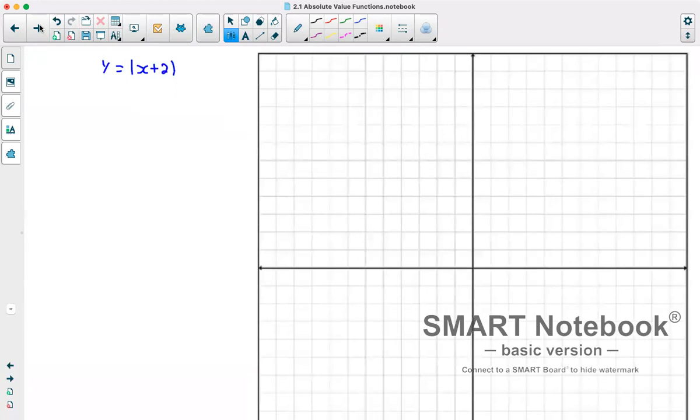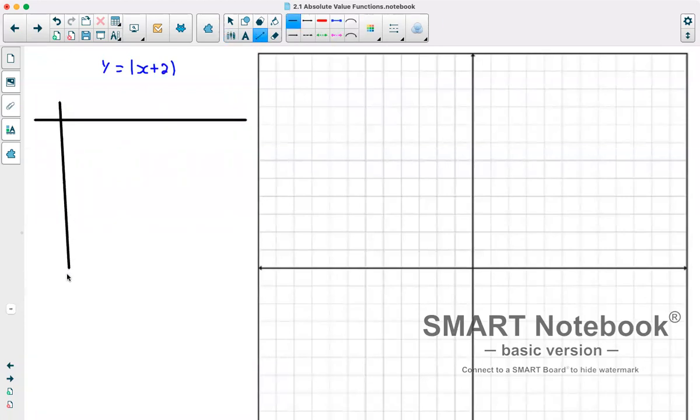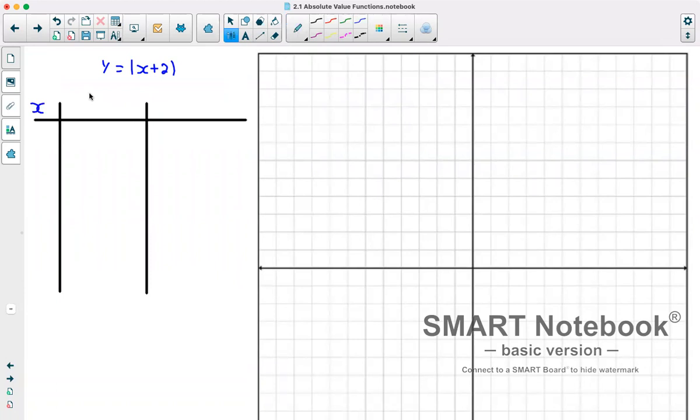Okay, so we'll do an example. So y is equal to absolute value of x plus 2. So I'll create that 3-column table of values. I've got x. I have y is equal to x plus 2, and then the last one, I will do the absolute value of x plus 2. So I'm going to choose some x values to plug in.